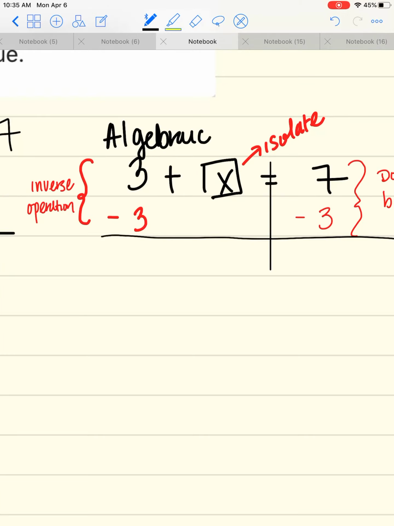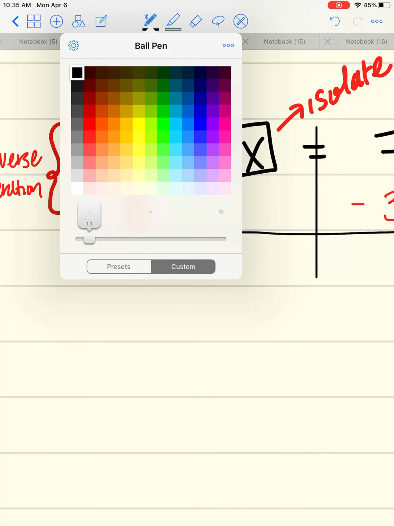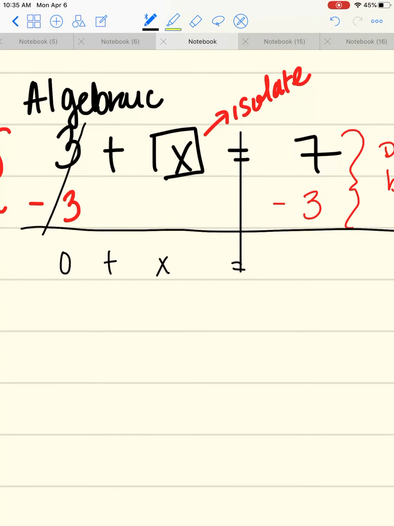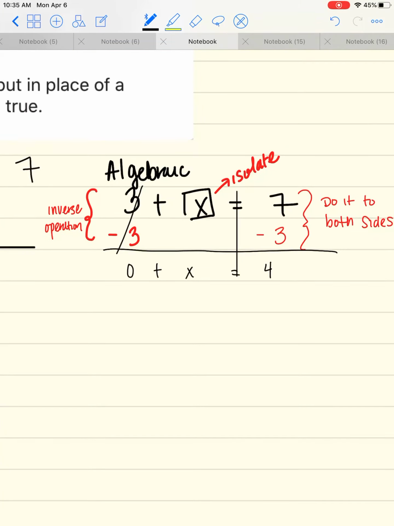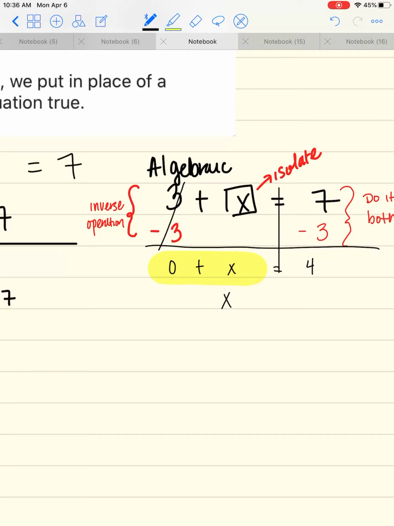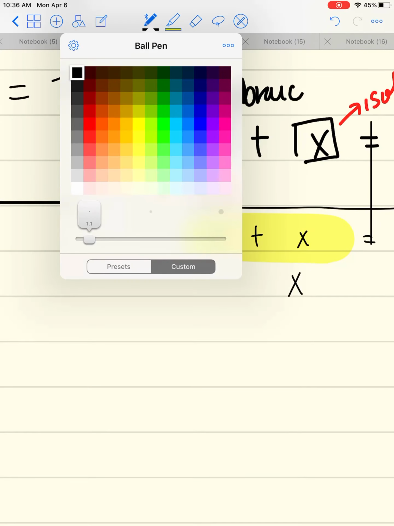Well, take a look at this. I know that 3 minus 3 is just 0. So now I have 0 plus x. And I know that 7 minus 3 is just 4. So this is what I'm left with. Well, if you take a look at 0 plus x, what is 0 plus x? This is basically just x. Why is 0 plus x just x? Because everything that you add by 0 will simply just be that number itself. This is called, let's write this down.